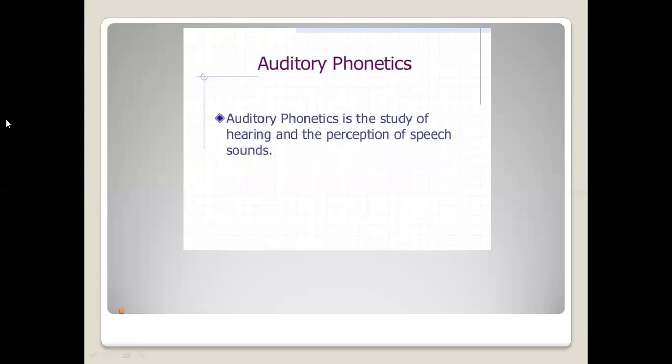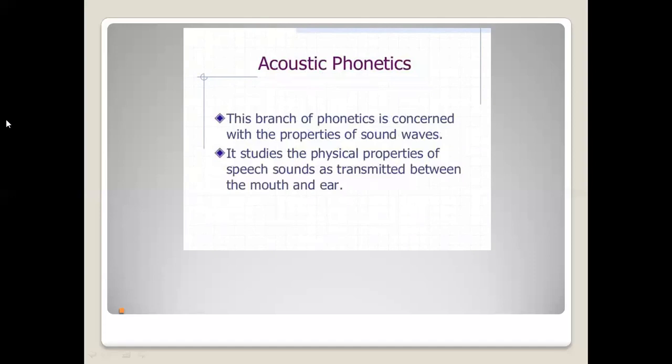Next one is auditory phonetics. Auditory phonetics is the study of hearing and the perception of speech sound. That means how we perceive the speech sound. That comes under auditory phonetics. And next one is acoustic phonetics. Acoustic phonetics is the branch of phonetics which is concerned with the properties of sound waves. It studies the physical properties of speech sounds as they are transmitted between the mouth and the ear. That is the transmission of the sound. Here we need to know this in acoustic phonetics.